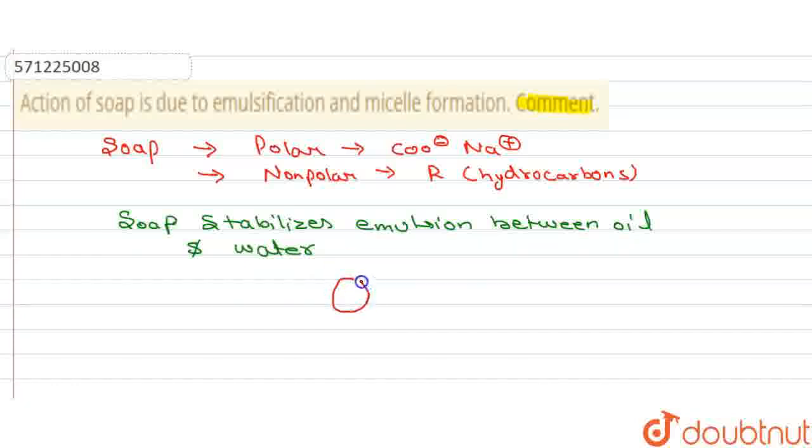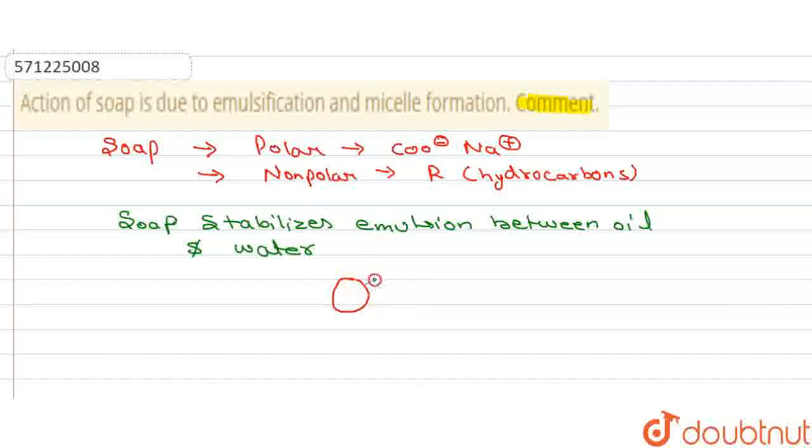Let's say this is my oil drop. Now what will happen if I put this drop in a soap solution? Soap, as we already discussed, has two groups, one non-polar and the other polar. One will go to the water because water is polar, and the other will go to the non-polar side, which is R. So we have to look at it like this.